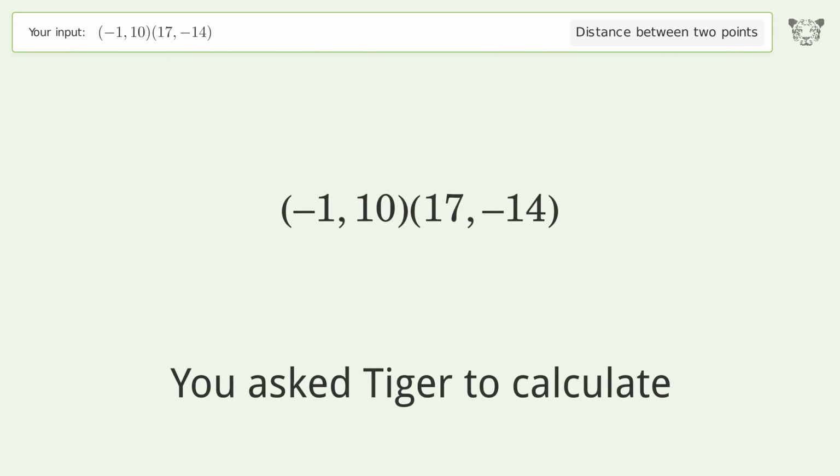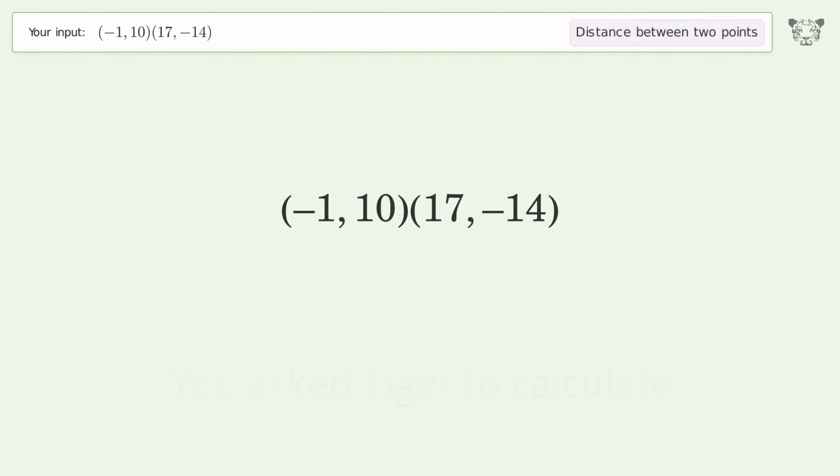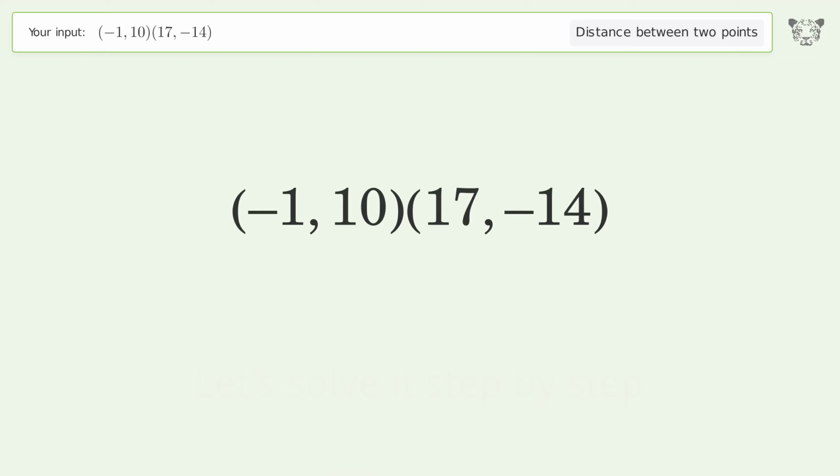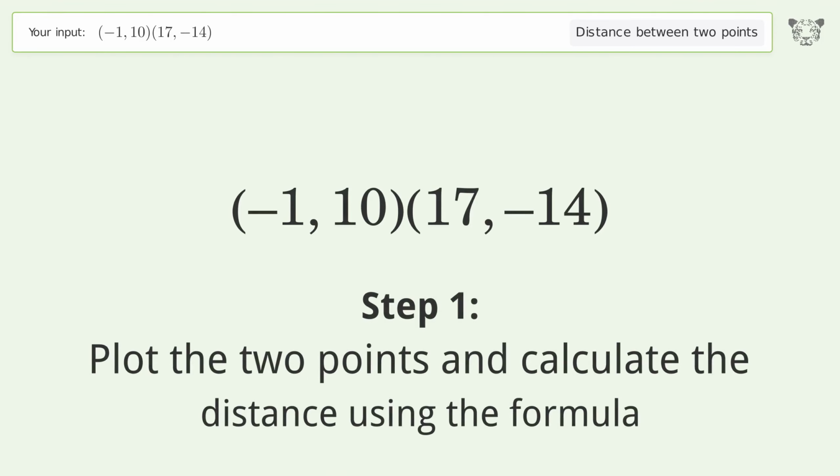You ask Tiger to calculate. This deals with the distance between 2 points. The distance between the 2 points is the square root of 900, or 30. Let's solve it step by step. Plot the 2 points and calculate the distance using the formula.